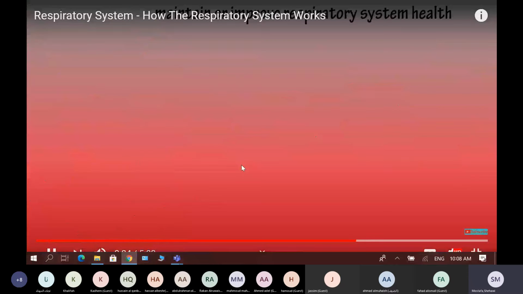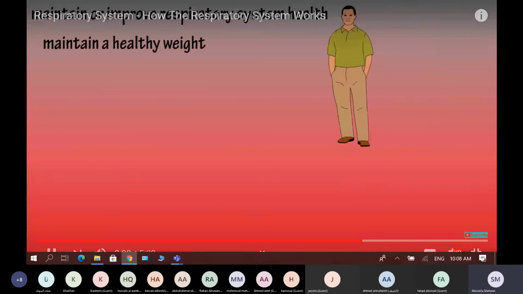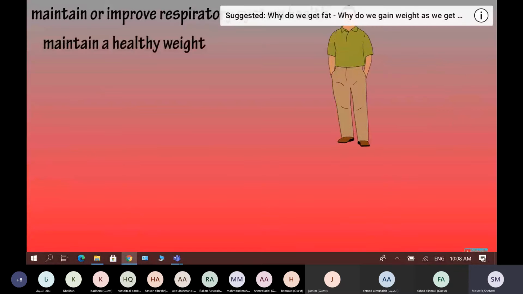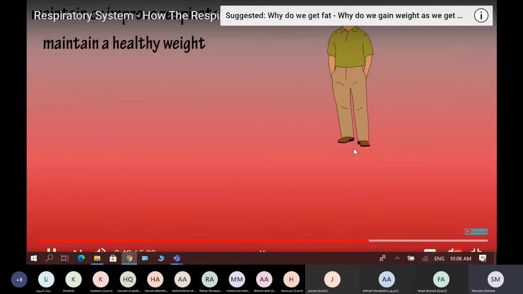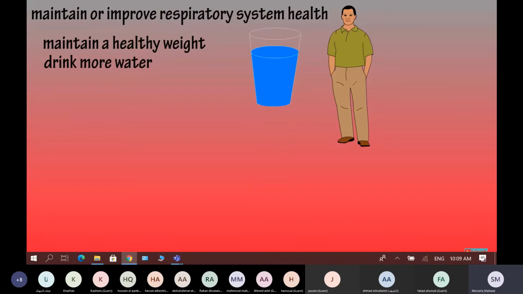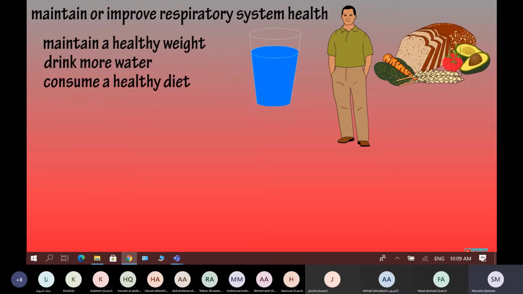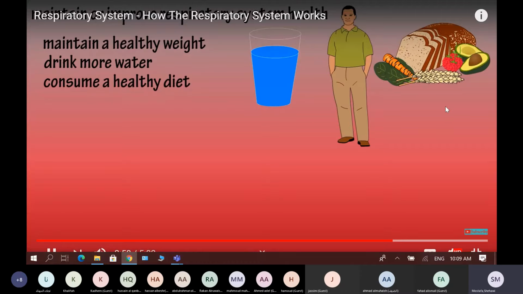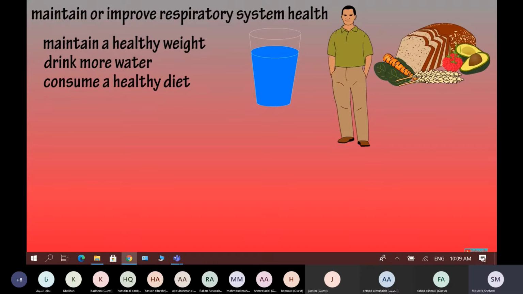What can you do to maintain or improve respiratory system health? Maintain a healthy weight. Excess weight compresses respiratory muscles and puts more stress on your lungs. Drink plenty of water. Dehydration can cause the mucus lining your airways to thicken and become sticky, making you more susceptible to illness. Consume foods rich in vitamins, minerals, and antioxidants, such as fruits, veggies, and nuts, which can help reduce inflammation and fight oxidative damage.